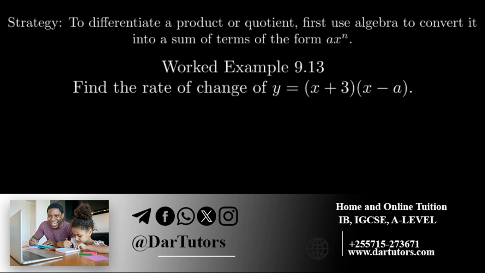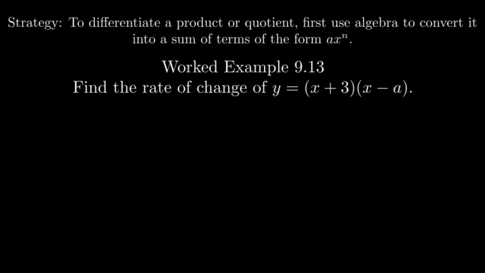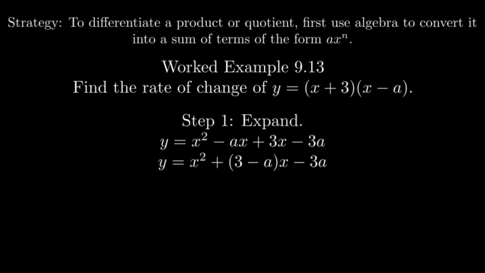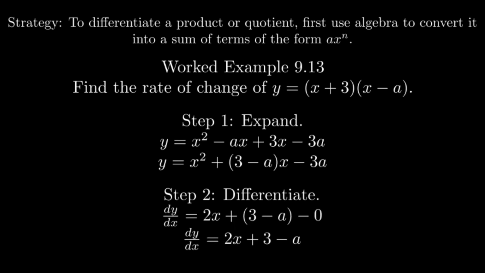Let's try this with a product. Find the rate of change, which is just another way of asking for the derivative, of y equals the quantity x plus 3 times the quantity x minus a. First, we must expand the brackets to get a sum of terms. Using FOIL, we get x squared minus ax plus 3x minus 3a. We can group the middle terms to get x squared plus 3 minus a times x minus 3a. Now it's a polynomial, and we can differentiate it term by term. The derivative of x squared is 2x.